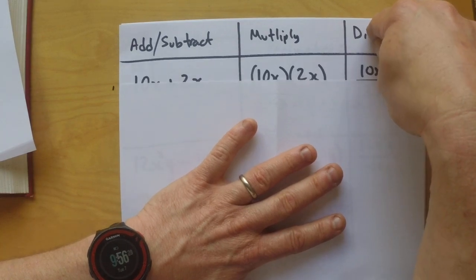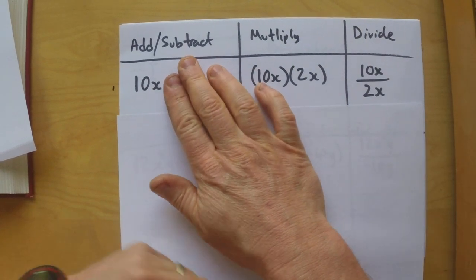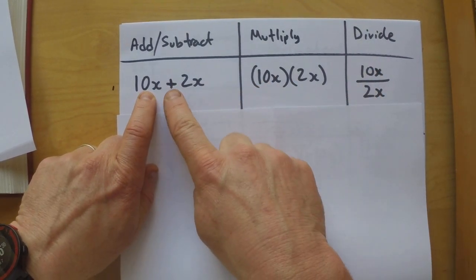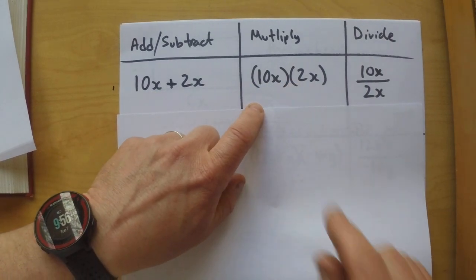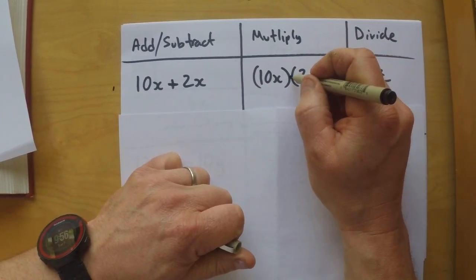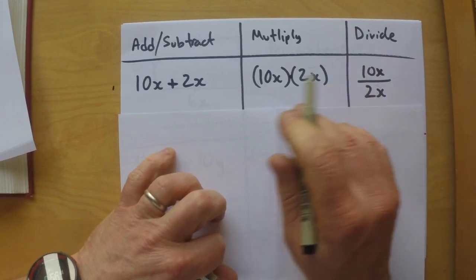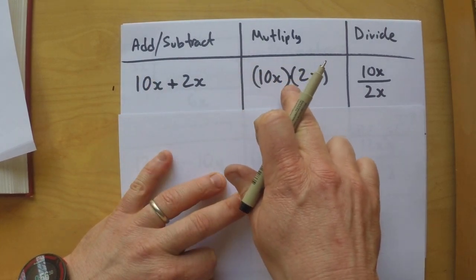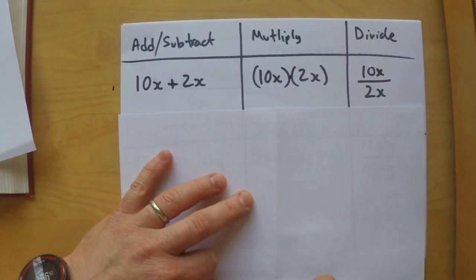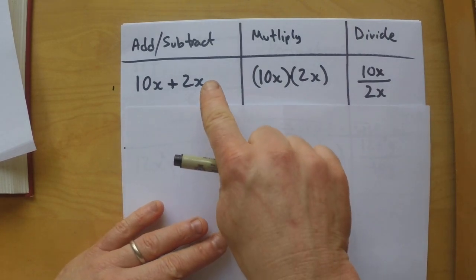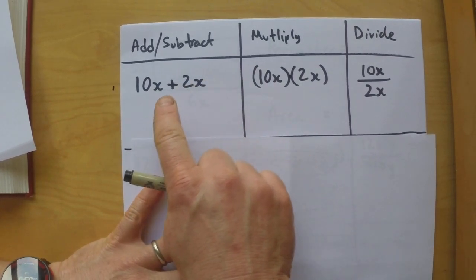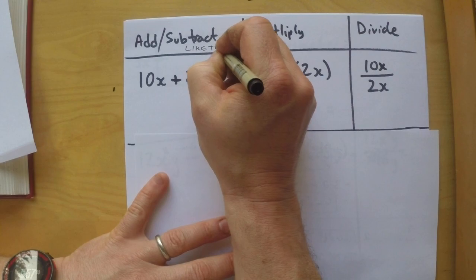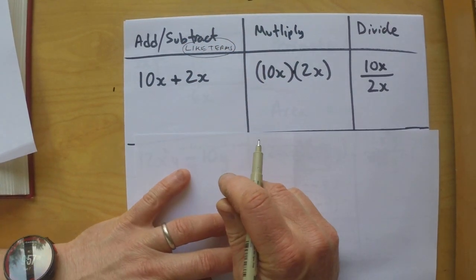So to show you the connection, I've taken 10x, 10x, and 10x. Here I'm adding 2x. Here I'm multiplying. Remember, when two numbers hug, there's a multiply in there, so multiplying by 2x, and here I'm dividing. So really it's the same two monomials, just here I'm adding, here I'm multiplying, here I'm dividing. And for each one of those, there are very different rules. For add subtract, you have to do like terms. There's no other way. So adding and subtracting is like terms only.